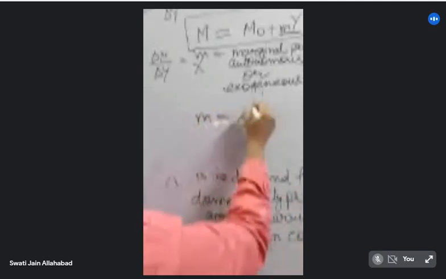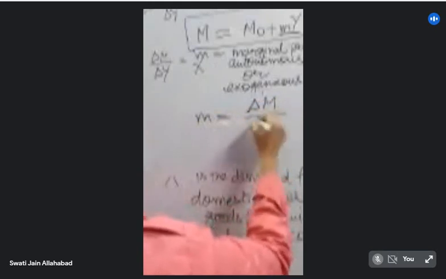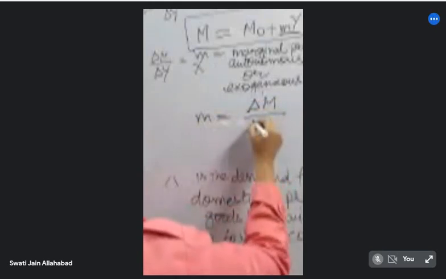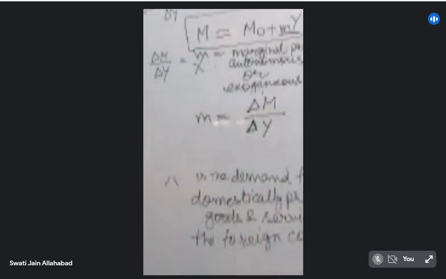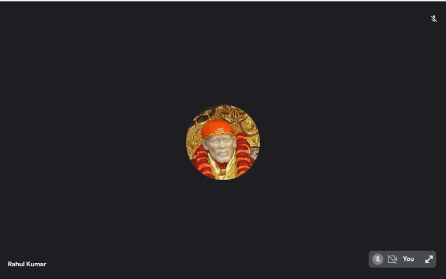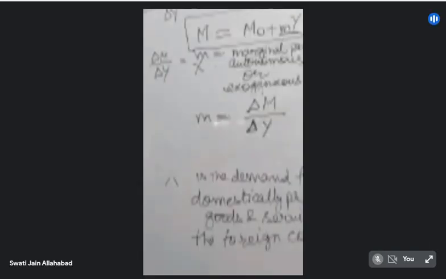M is equal to delta M by delta Y. So small m, which is the marginal propensity to import, depends on the level of income. As the income changes, import also changes.